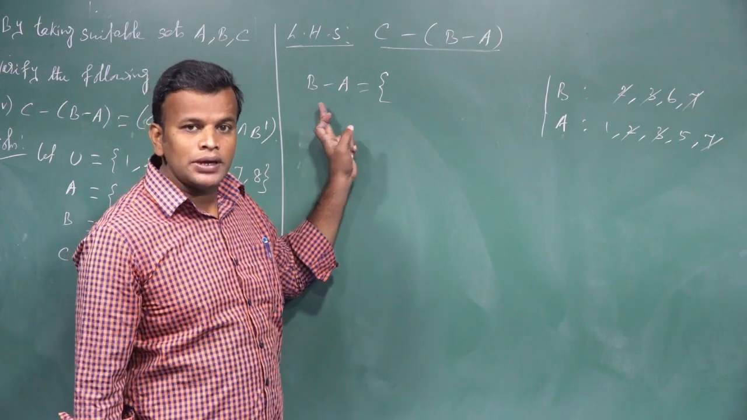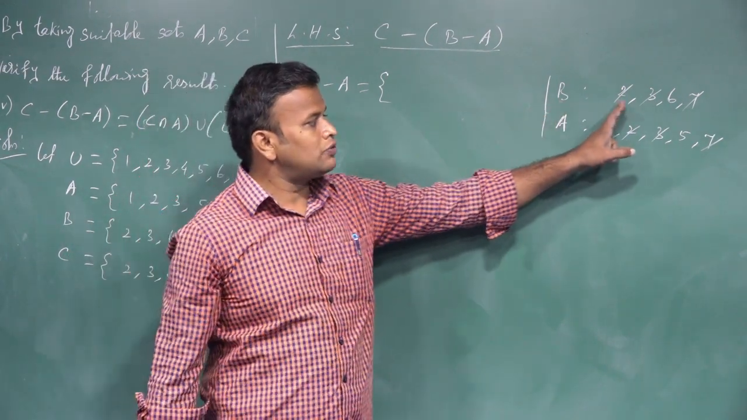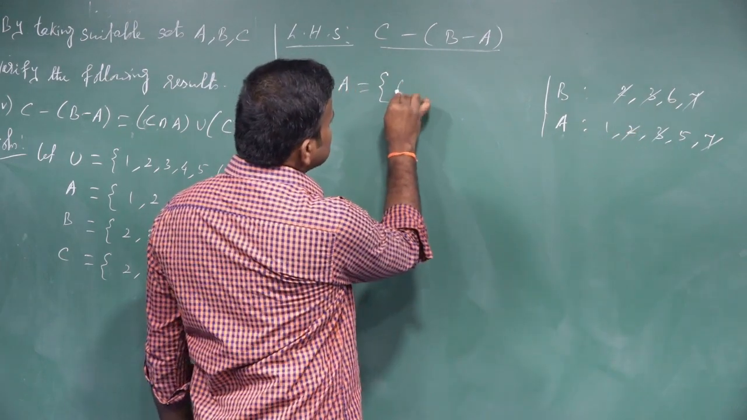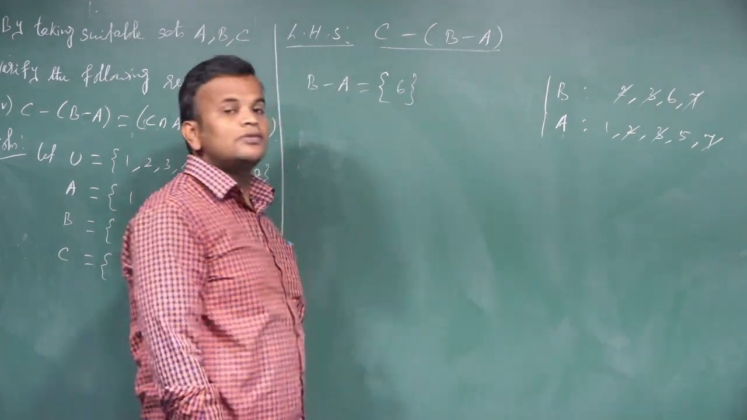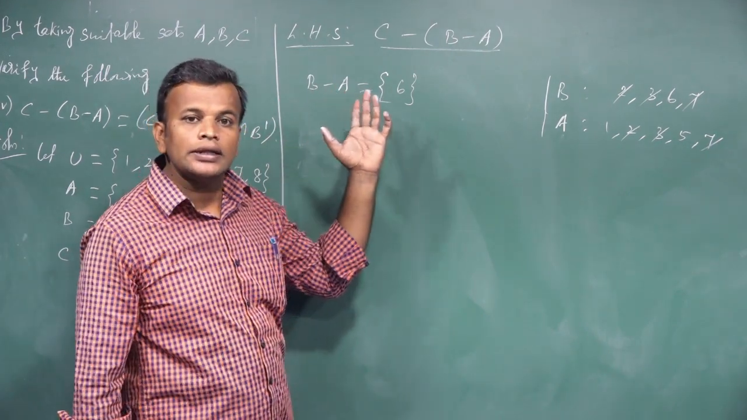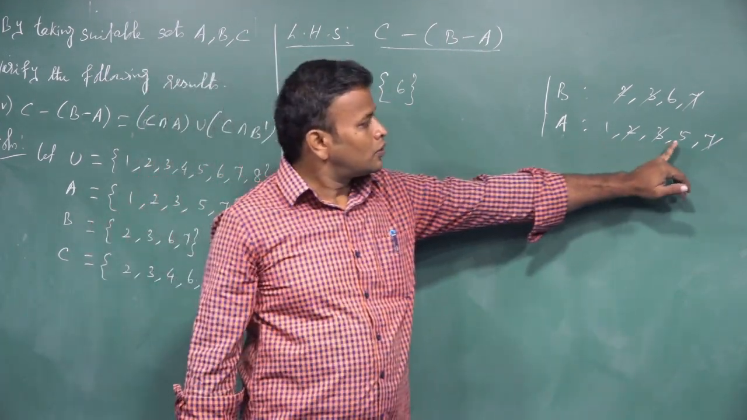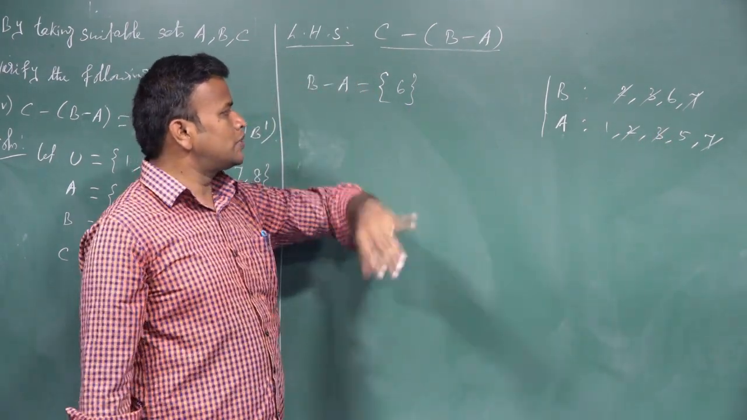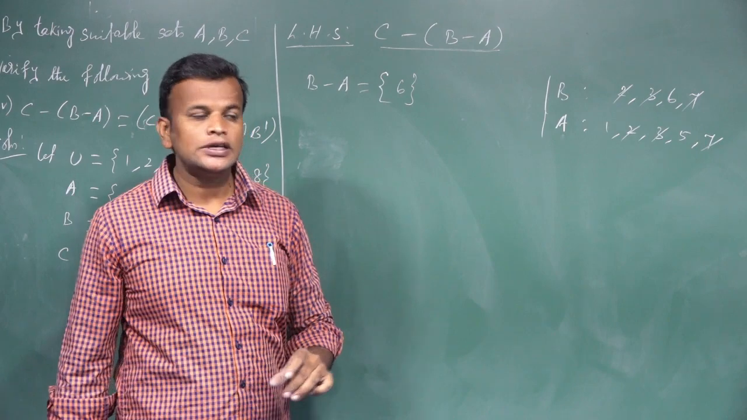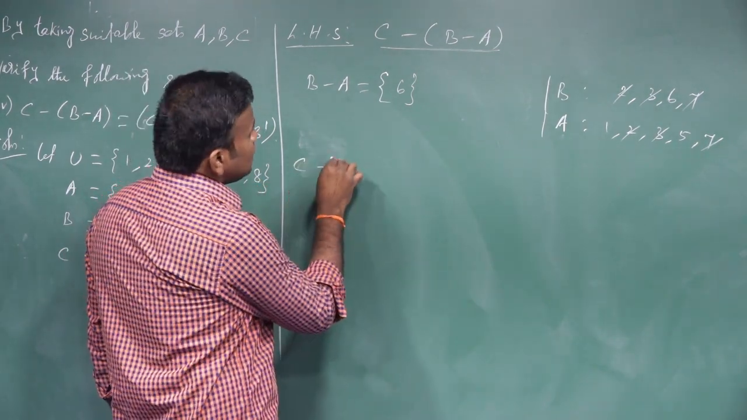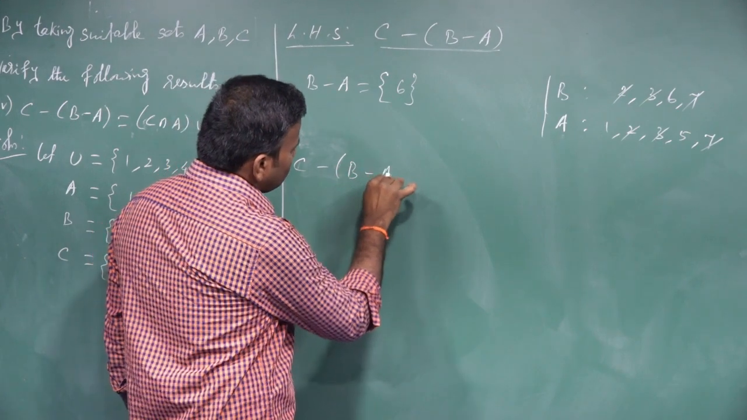We write B difference A. So what is the first set? B. What are the remaining elements in B? We check. The remaining element is 6. So it contains 6. So it is easy. Suppose it were A difference B, we would write the remaining elements of A, which are 1, 5. But we need B difference A. So B difference A has only one element. The element is just 6. So that is over.